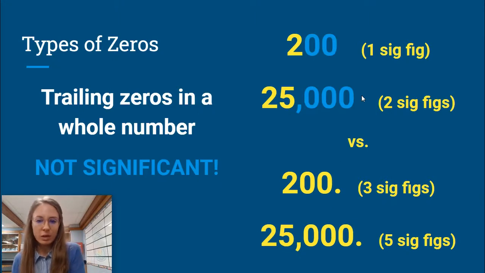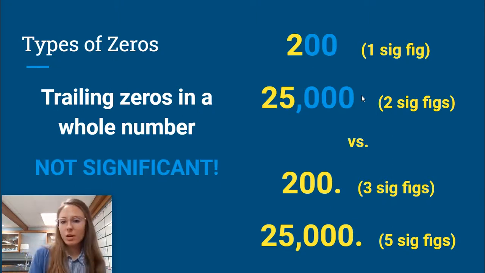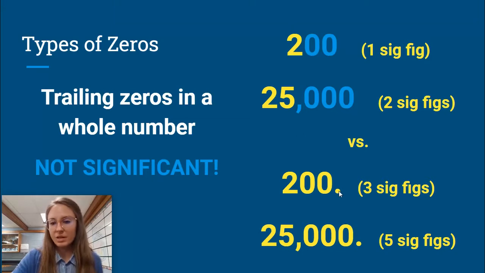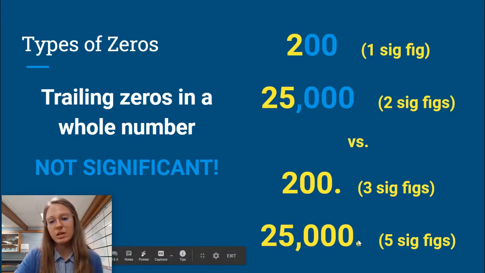If the zeros are trailing in a decimal, they are significant, but if they're trailing in a whole number, they are not. However, you can make them significant by putting a decimal at the end of the number. If you put a decimal at the end of 200, that automatically makes all 3 of these numbers significant. As well as for 25,000, if you put a decimal at the end, it changes the number from having 2 sig figs to having 5.